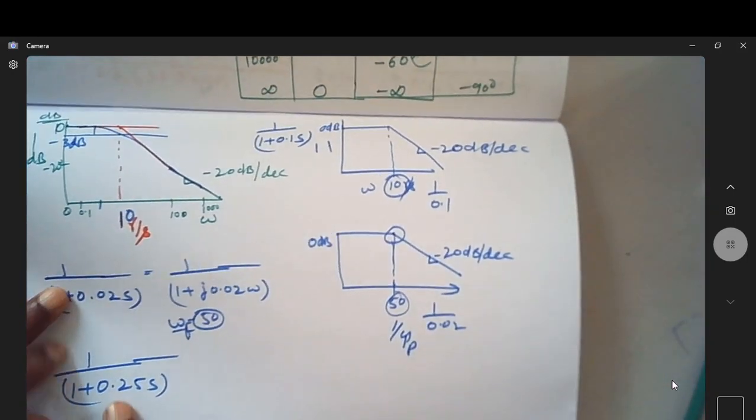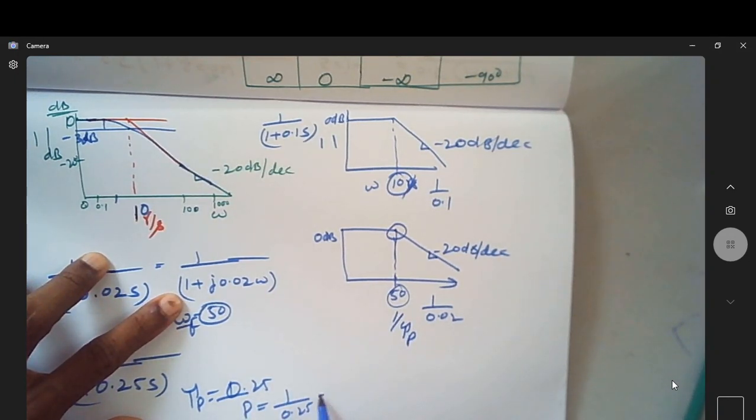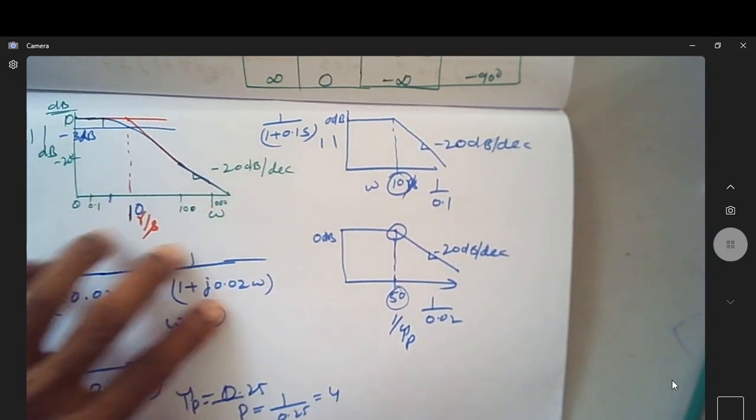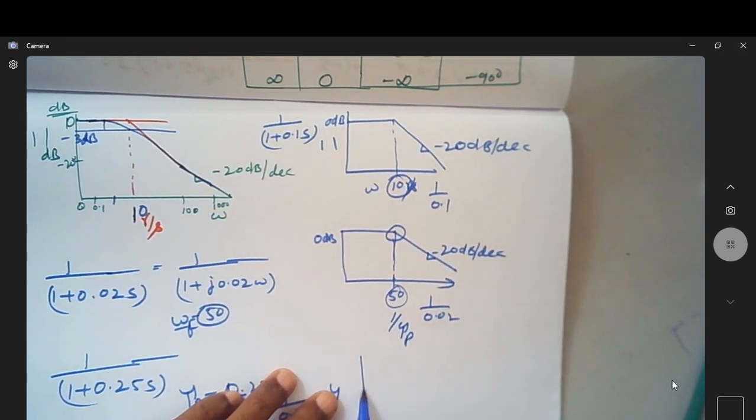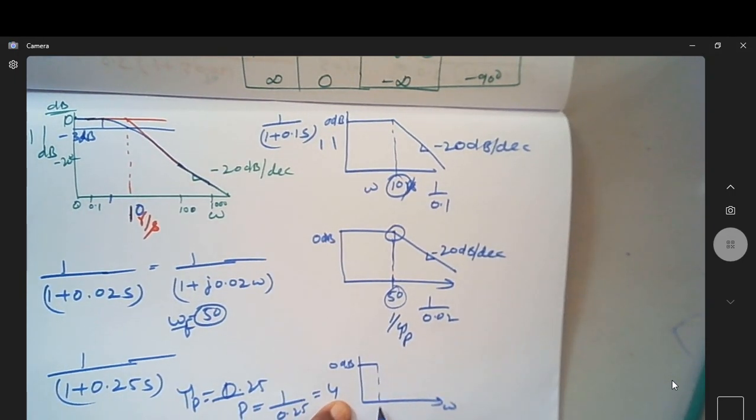Suppose you have it as 0.25, then what is tau p? Is it not 0.25? Then what is the pole position? Is it not at 1 over 0.25, which is nothing but 4? So meaning for this it will be a 0 dB line till where? Till 4 radian per second. Afterwards it goes with a slope of minus 20 dB per decade.